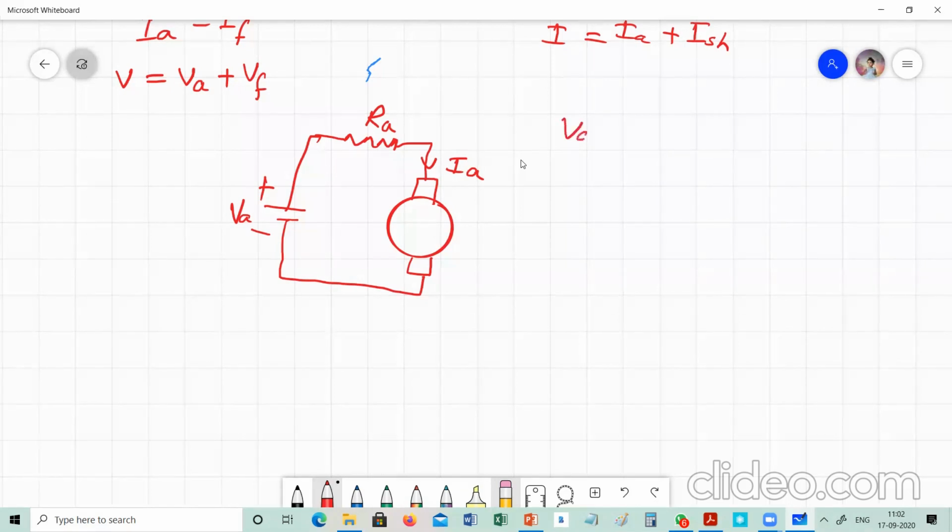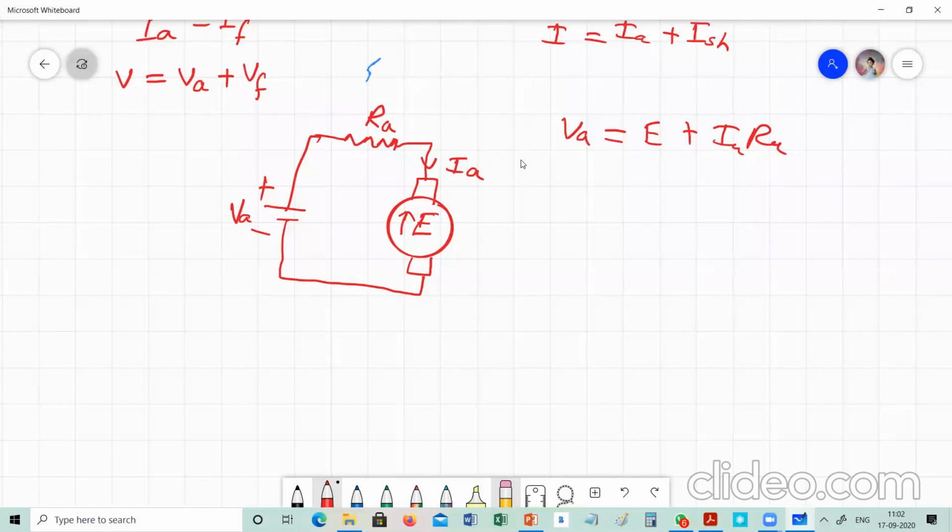VA is equal to E plus IA RA, where E is nothing but the back EMF. Usually you use the symbol EB, but in the book they have used the symbol E. So I am writing here capital E.